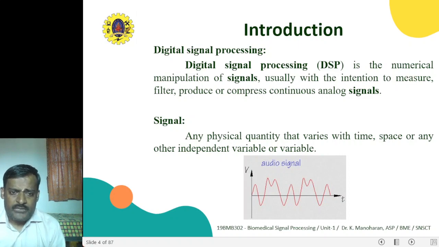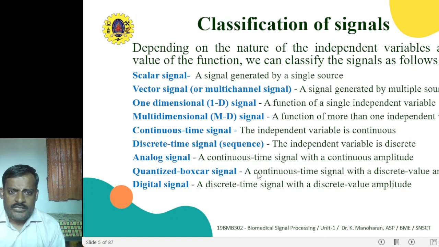A signal is a physical quantity that varies with time, space or any other independent variable. Look at this. This is an audio signal. With respect to time, the voltage will be varying. So, classification of signals. Depending upon the nature of the independent variable and the value of the function, we can classify the signal into the following types. First one, scalar signal. A signal generated by a single source is called a scalar signal.